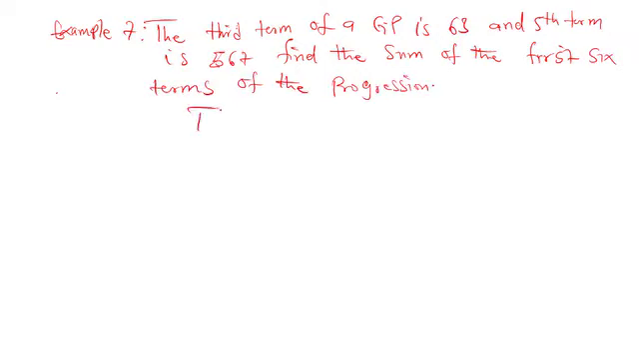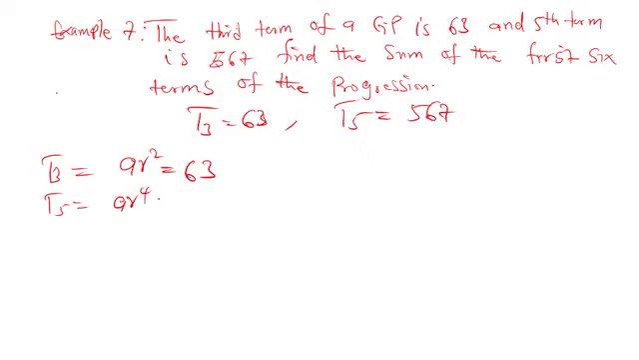Now let's extract it. We have our T3 equal to 63, and the fifth term, our T5, is 567. Now find the sum of this. So we have it now that T3 is equal to ar^2, so ar^2 is equal to 63, and T5 is equal to ar^4, which is equal to 567. Let's call this our equation 1 and this our equation 2. We have to solve simultaneously.